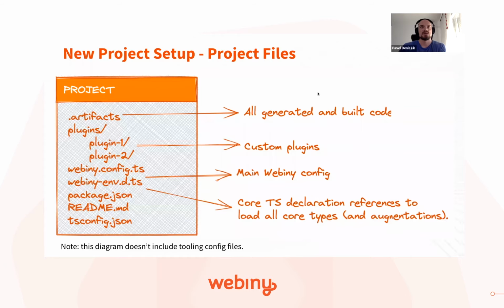Let's see one last slide before we jump into the code. Just at a high level, this is what your project will look like. If you ever created a Next.js project, it is very similar to this. You have one Webiny config TS file, which contains the whole configuration for Webiny as a whole product with all plugins, with everything. There will be a TS declaration file, which will allow you to reference all the core types, plus the augmentations. We'll talk about those in a second in the code demo.